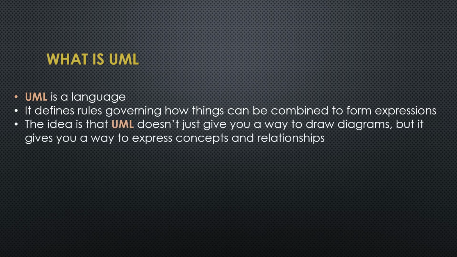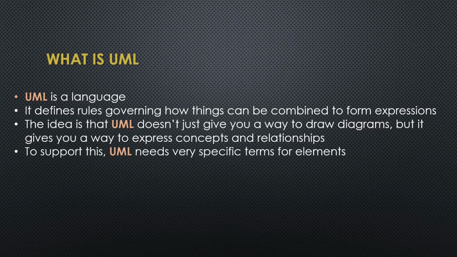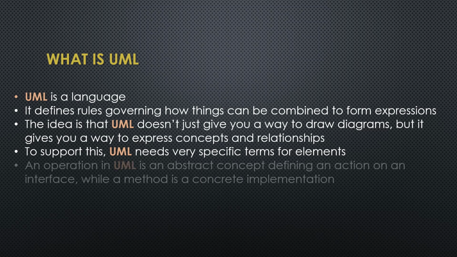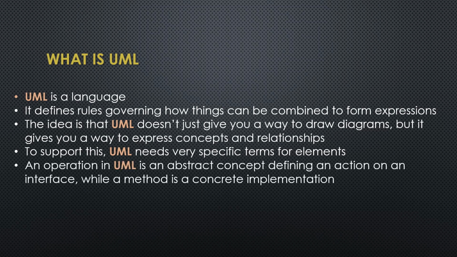The idea is that UML doesn't just give you a way to draw diagrams, but it gives you a way to express concepts and relationships. To support this, UML needs very specific terms for elements. An operation in UML is an abstract concept defining an action on an interface, while a method is a concrete implementation.